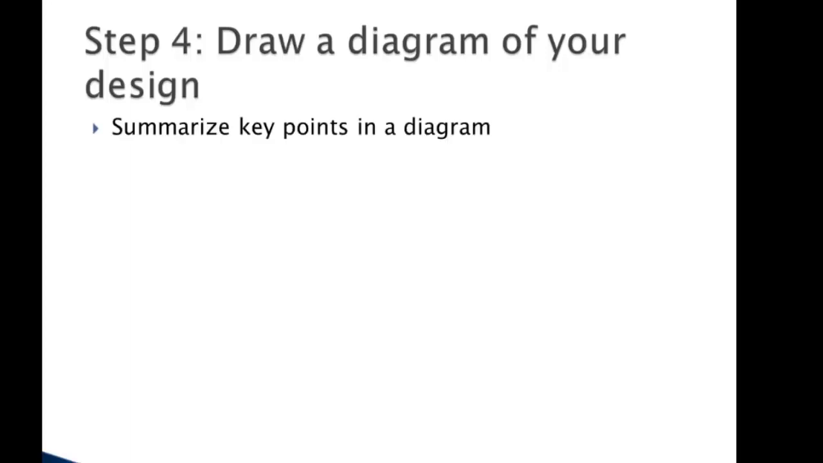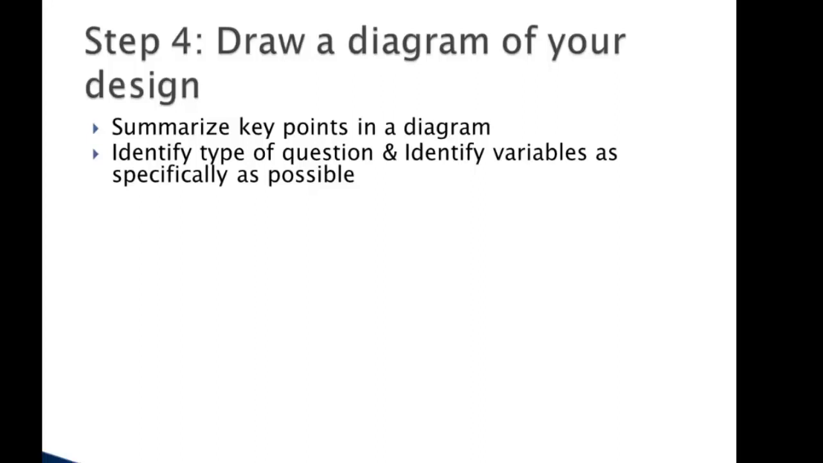So we want to summarize the key points in a diagram. And so again, as I mentioned, we want to identify the type of question we have, and identify the variables, especially the number and the type of variables as specifically as we can, because it'll make a difference if we have a categorical outcome versus a numeric outcome.